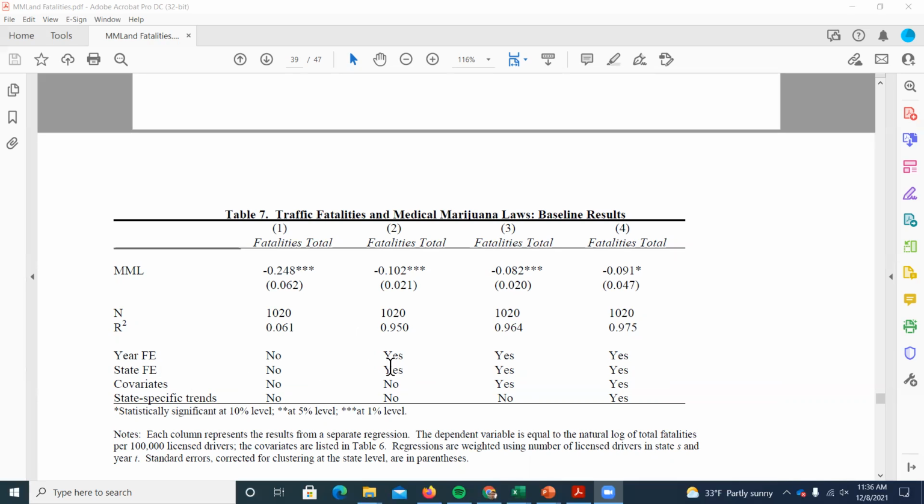Fixed effects just means that you're including indicators for every single state and for every single year, right? So that's a lot more powerful. And it changes the estimate a little bit, but it's still significant.